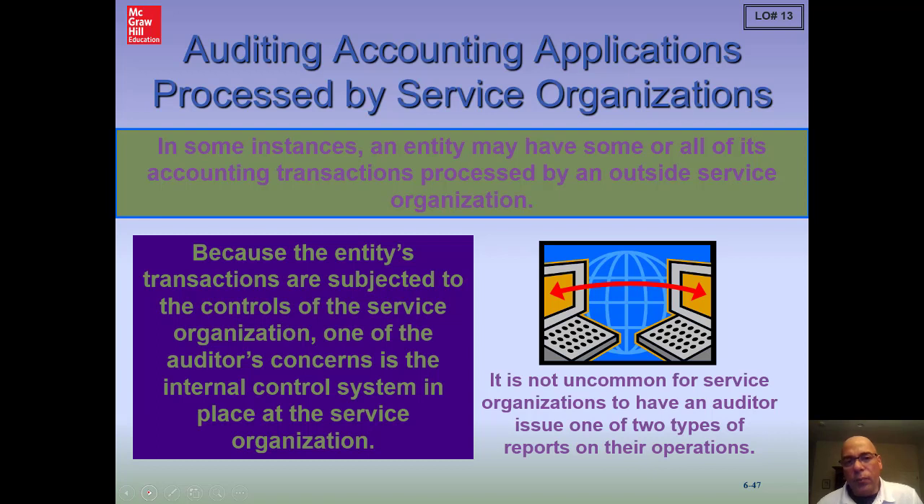So ADP is huge. So you're likely to eventually at some point run into a client that has their payroll processed at ADP. What happens? ADP doesn't want to be there entertaining auditors all day long, knocking at the door saying, hey, we need to look at your processes because we have a client who uses your services. Instead, what ADP does is they have a service auditor come in. The service auditor looks at their systems, issues a letter that then is used by the user auditor.